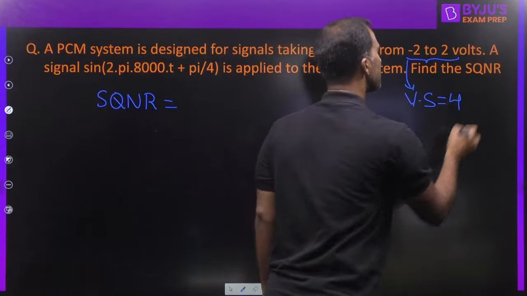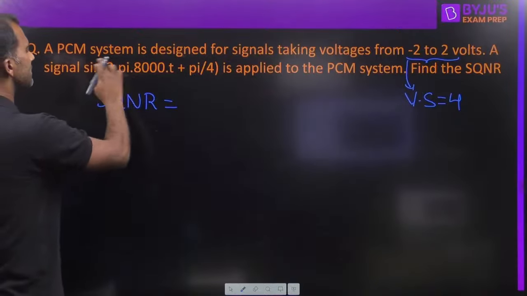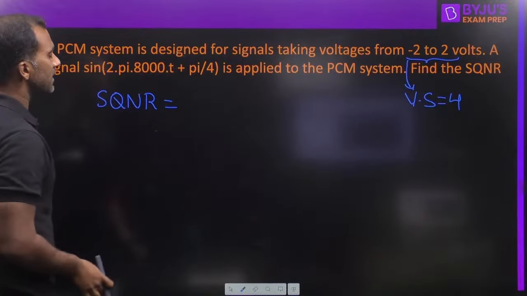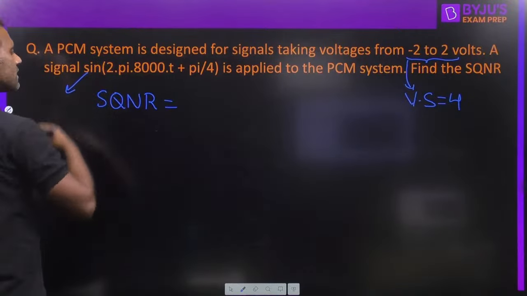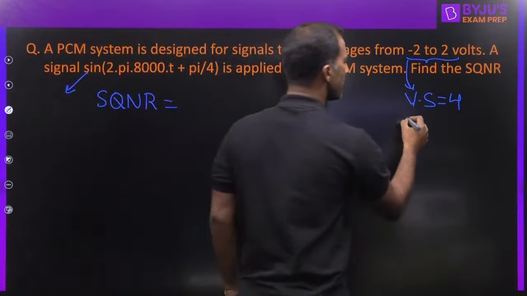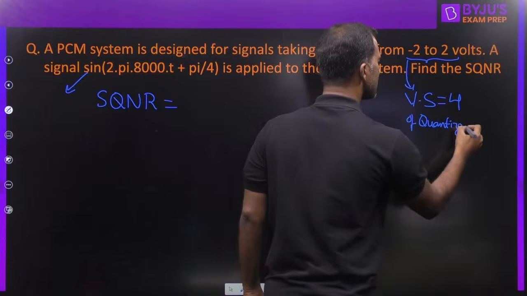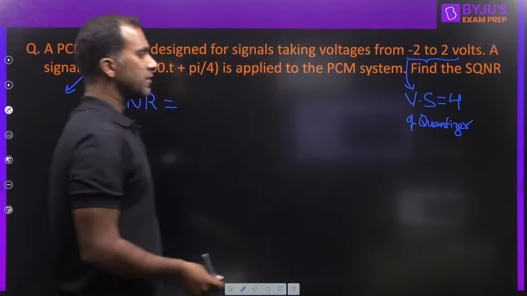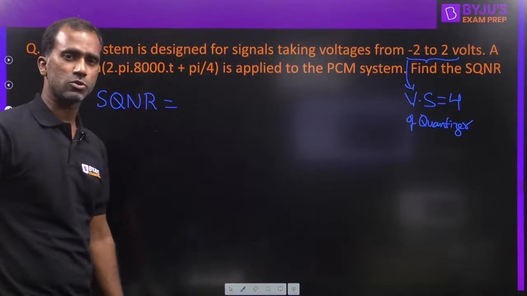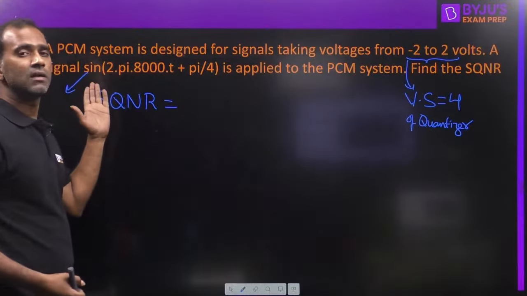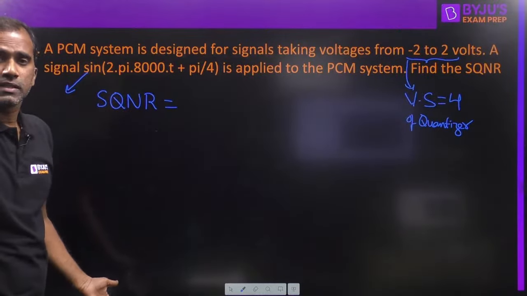The voltage swing used in the design of the quantizer is 4 volts, and the signal given is sine of 2 pi 8000 t plus pi by 4. But what is the voltage swing of this signal? So this is the voltage swing of the quantizer that is being designed. Mind, this is a little tricky thing to understand. This is the voltage swing of the quantizer being designed because they have assumed that the signals take voltage from -2 to +2. But suddenly you have applied a signal which does not have that voltage swing. But that's fine. You can't change the design of the quantizer.